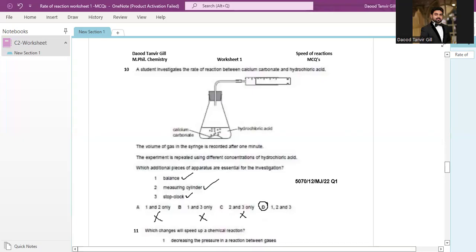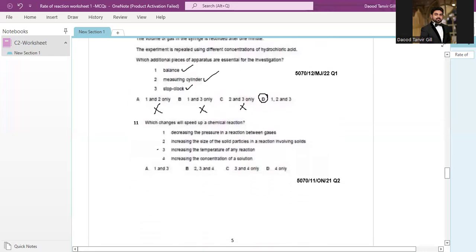Okay, question number 11. Which changes will speed up a chemical reaction? Let's look at the provided statements. Decreasing the pressure in a reaction between gases. This is incorrect because in gases, increasing the pressure increases the rate, but decreasing the pressure will decrease it. Pressure has a significant effect on gases as particles are compressed closer together, but by decreasing it, the rate would definitely slow down.